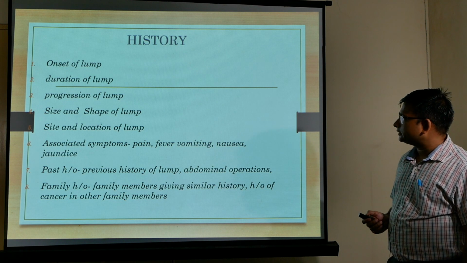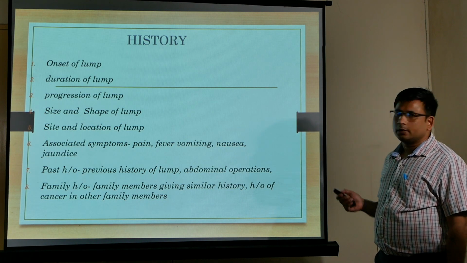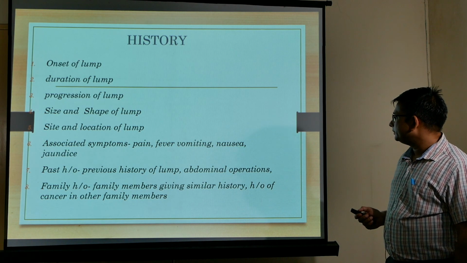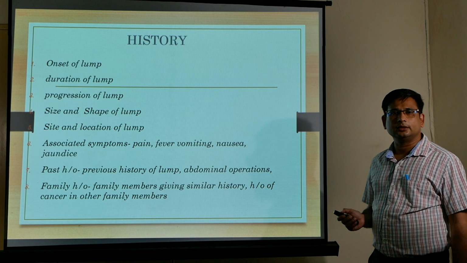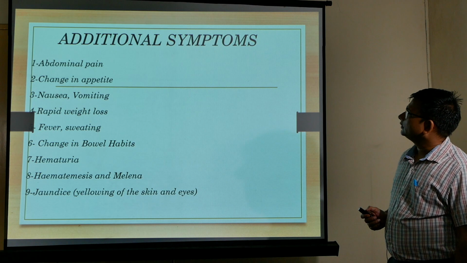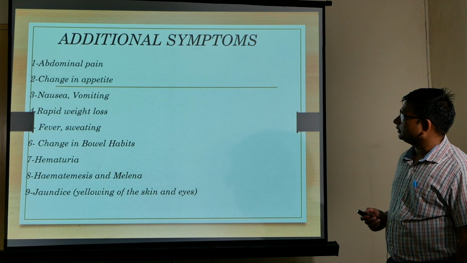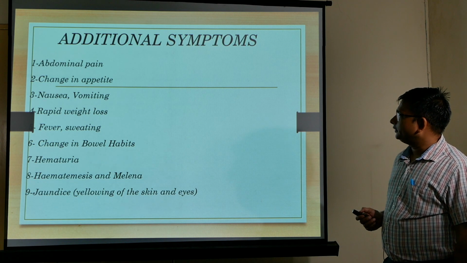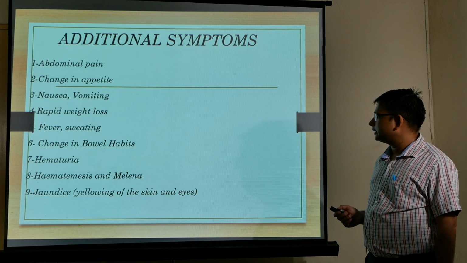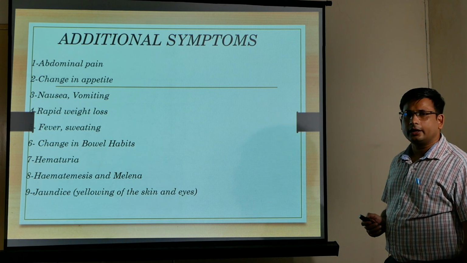Is there any previous history of such type of lump or abdominal surgery? Family history of family members giving similar history and history of cancer in any other family member. Additional symptoms are abdominal pain, change in appetite, nausea, vomiting, rapid weight loss, fever, sweating, change in bowel habits, hematuria, hematemesis and melena and jaundice, which is yellowing of the skin and the eyes.